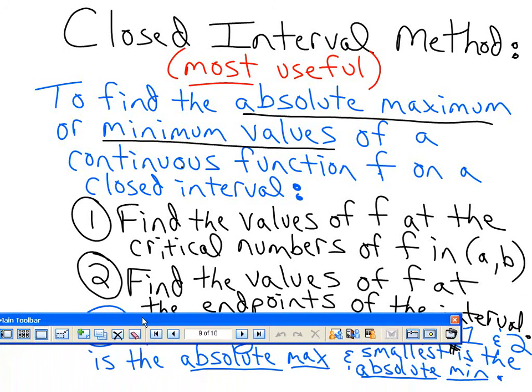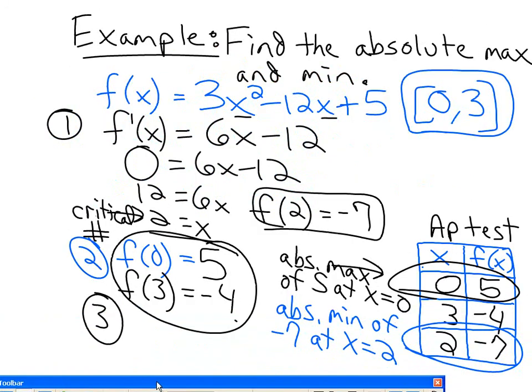All right, let's do an example, and we should begin. Example: find the absolute max and min. We start off with this function, f of x, which equals 3x squared minus 12x plus 5. And we're talking about the interval 0 to 3. The first thing we do is find the derivative. I found the derivative equals 6x minus 12. Then we set that equal to 0, and we find out that x equals 2.